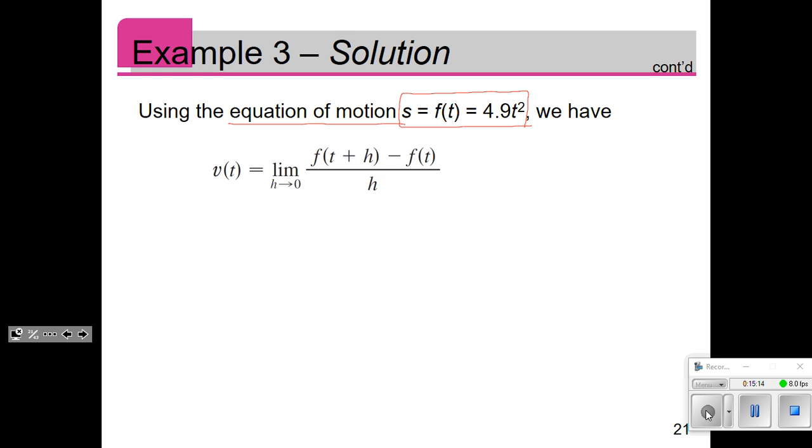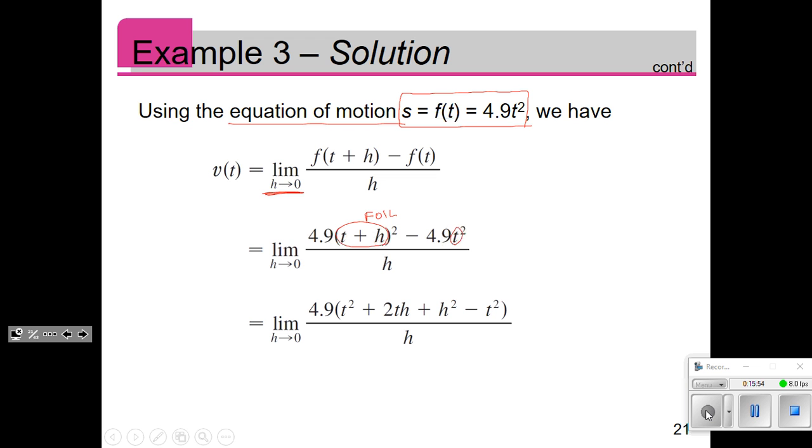So for the velocity then, we have to find the limit as h approaches 0 of f of t plus h minus f of t, all over h. We're literally going to be plugging t plus h into the formula, t into the formula, and then solving that as h approaches 0. So getting right to it, here we plugged in the t plus h. Here we just plugged in the regular t. So we actually have to FOIL this out. This has to be FOILed out, t plus h times t plus h.